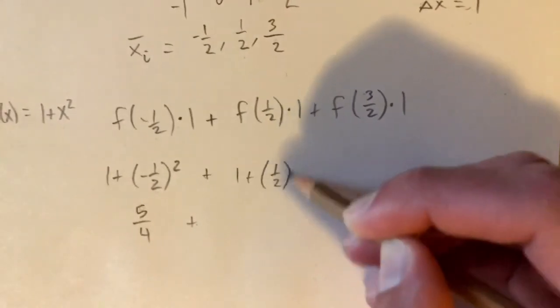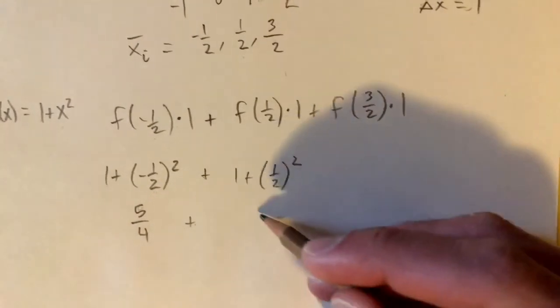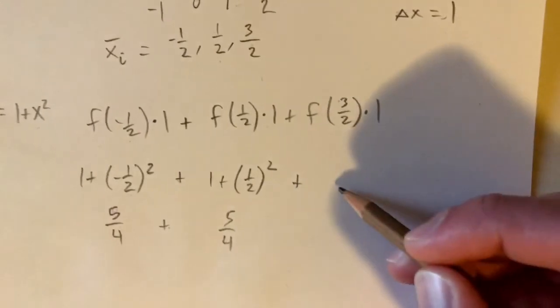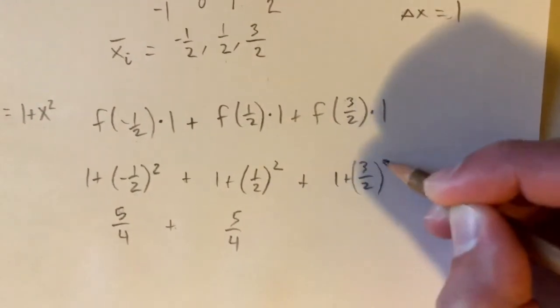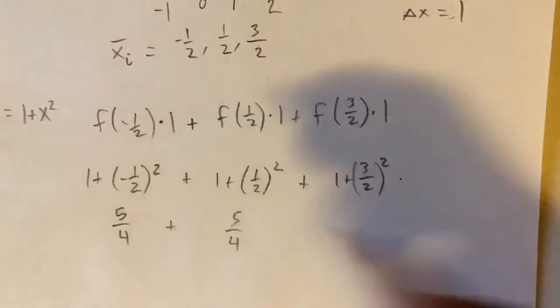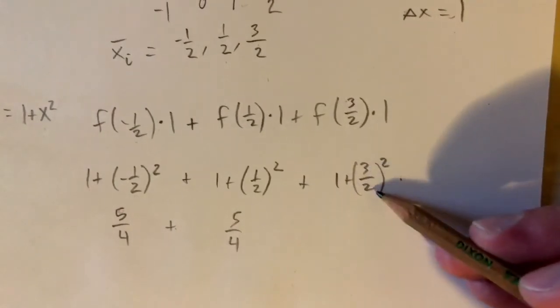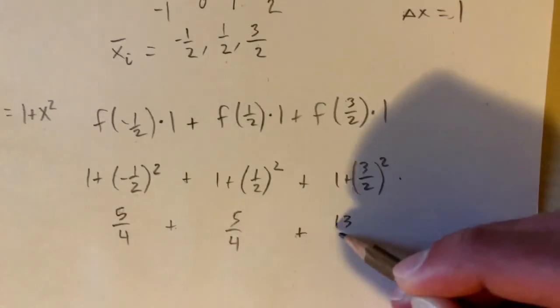And then for our next term, we're going to get 1 plus 1/2 squared, which again, 1/2 squared is going to give us 1/4, plus 1 is also going to give us 5/4. And then for our last term here, we're going to get 1 plus 3/2 squared. And all these are going to be times 1, but that doesn't actually change their value. So 3/2 squared is going to be 9/4, plus 1 is going to be 13/4.